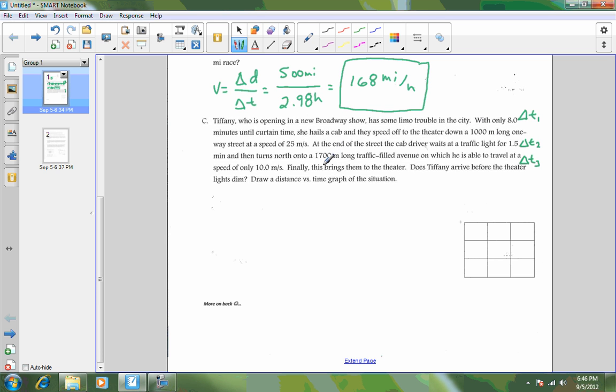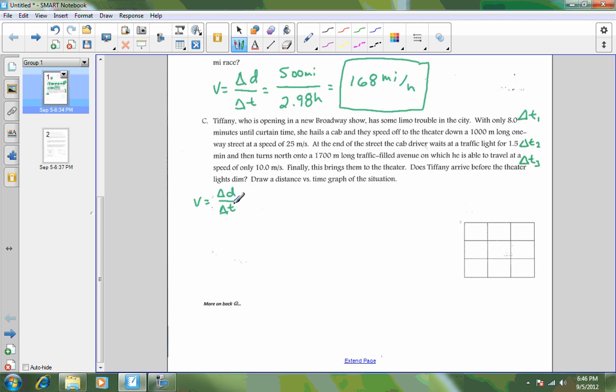Now, we're going to solve for time, so we're going to put our formula here. Velocity equals the change in distance over the change in time. We need to find time using this formula. So to find time, we're going to rearrange the variables algebraically.